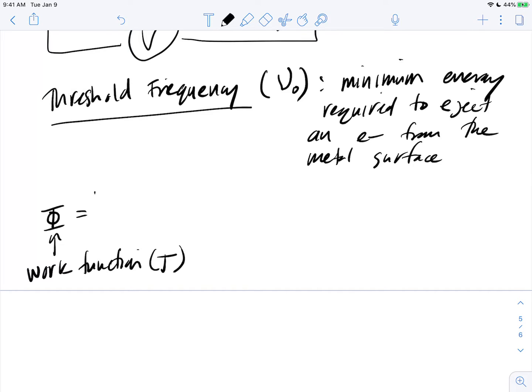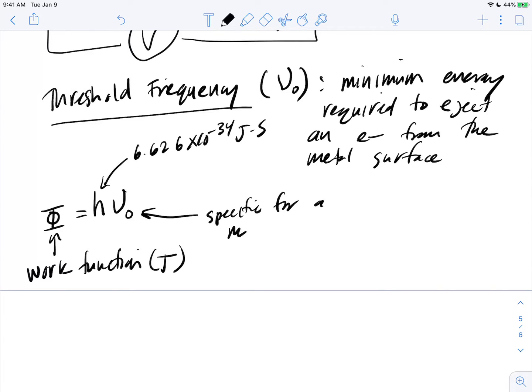And that's equal to Planck's constant h times the threshold frequency. So remember, h is 6.626 times 10 to the negative 34th joule seconds. And this work function is specific for a metal. Again, this is looking at ejecting electrons, which tend to happen with metals. So this is a summarizing equation of how the energy required to eject an electron is related to the frequency, but multiplied. Again, the energy is very small. Planck's constant is incredibly small, so it brings that energy down to the microscopic scale.